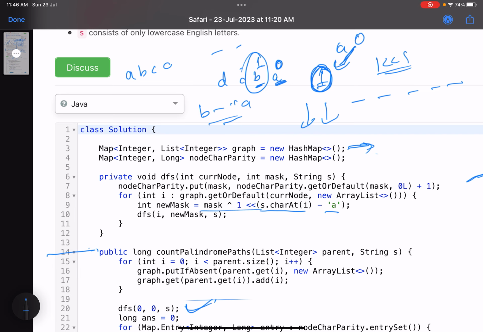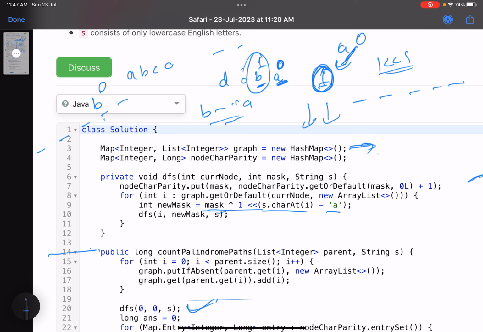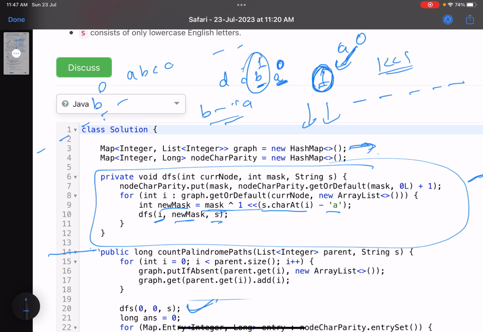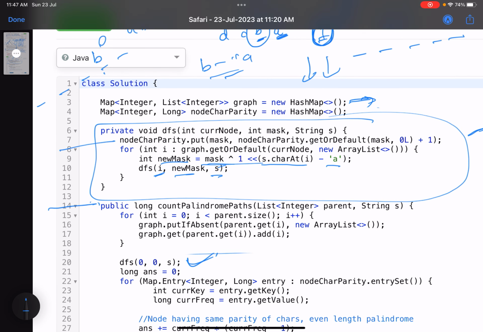You come to this position and just take XOR. Why are we taking XOR? Suppose till now the parity of B was odd, it should become even, so I'm just flipping it. If it was even, it should become odd. I'm just flipping it. Simple. This is the new mask. Now this is the child node, this is the new mask, and this is the string. So basically this DFS code will find the value of masks for all the nodes from the root node, and it will populate the hash map with those values. After populating the hash map, we know how many nodes have a particular mask, the count of nodes. This is the purpose of DFS.